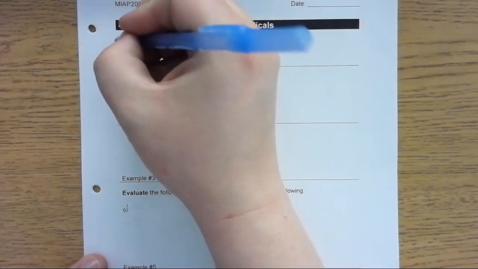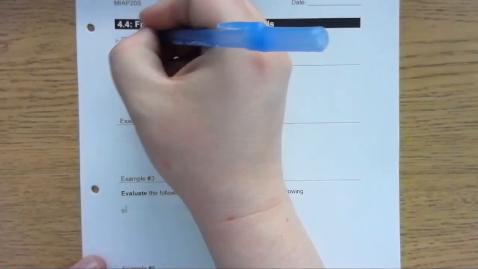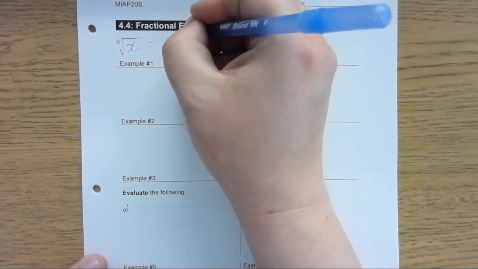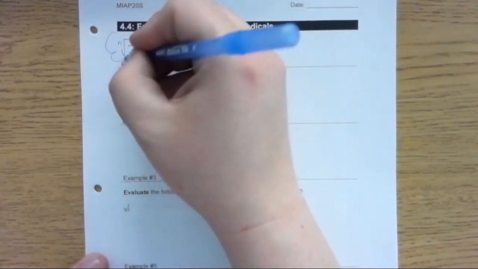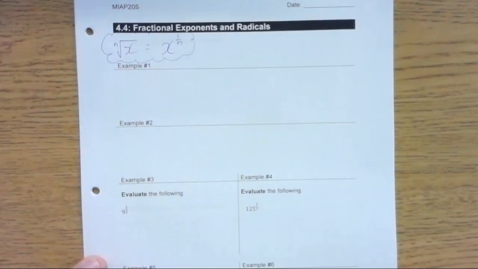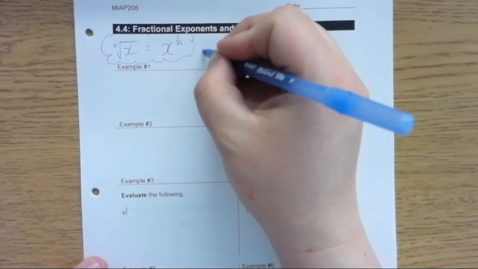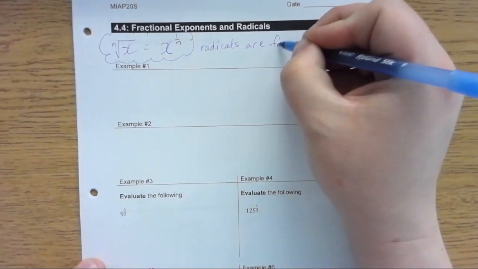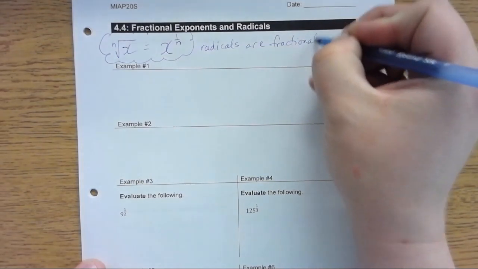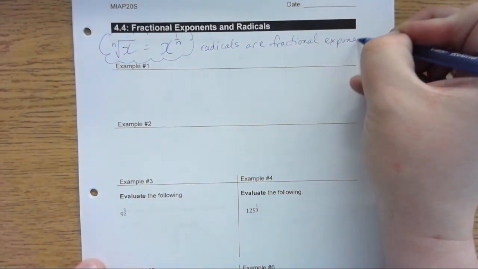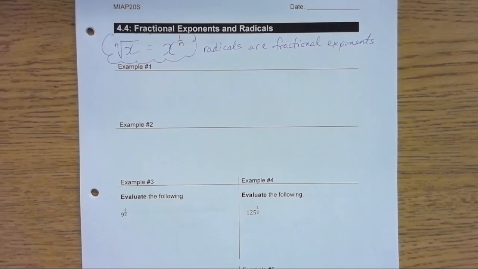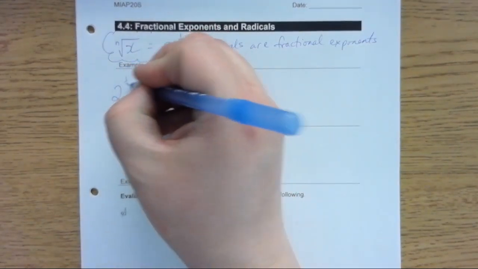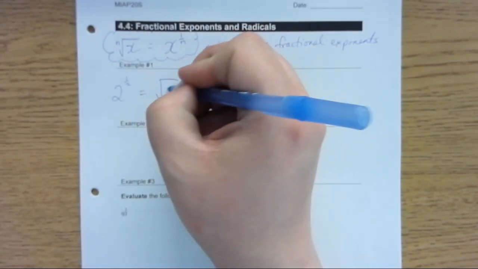The rule is the nth root of x is like saying x to the exponent 1 over n. And I'll even put it in words. Radicals are fractional exponents. That is true. So for my first example, 2 to the exponent 1/2 is the same as the square root of 2.